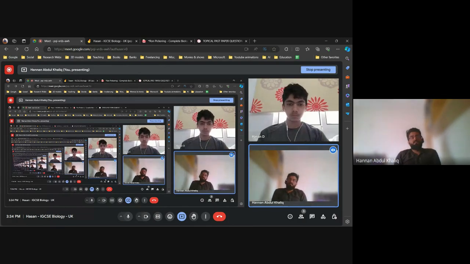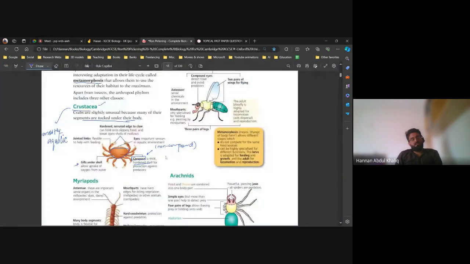The crustaceans have gills, and those gills are under their shell, and they can easily perform the gaseous exchange. Okay, one more thing: hardened serrated edge to claw. Now you see one, two, three, four, one, two, three, four. This particular crab has four pairs of legs, but the fifth pair, please be very attentive, is modified into claws.